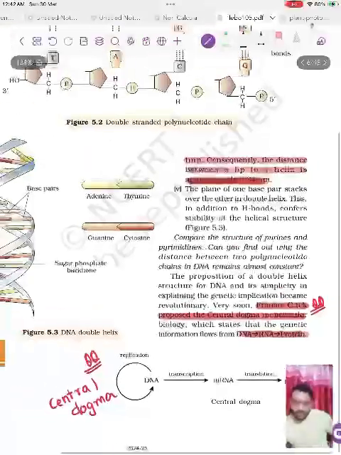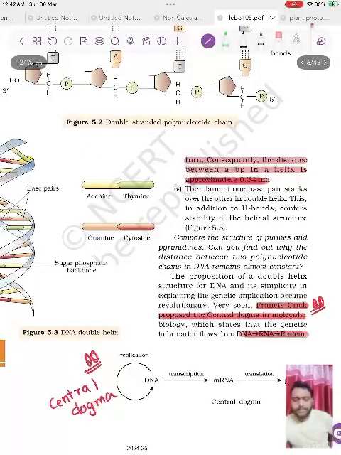This is the central dogma. This was proposed by Francis Crick. This has been asked many times in NEET: who proposed the central dogma? What is the central dogma? That is the formation of DNA, then RNA, then protein.